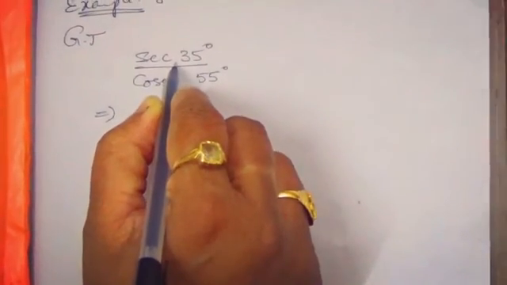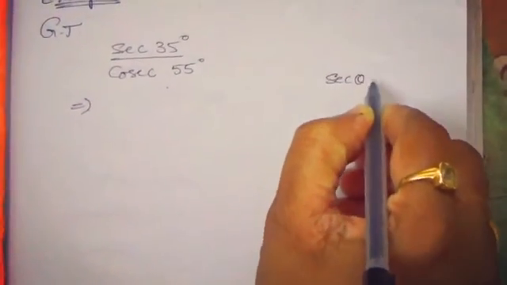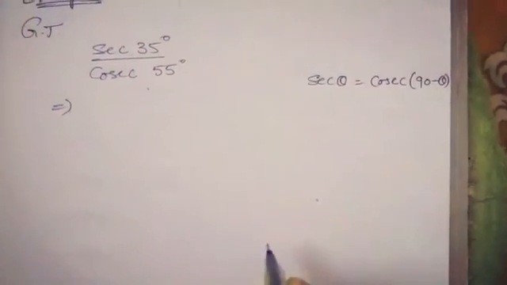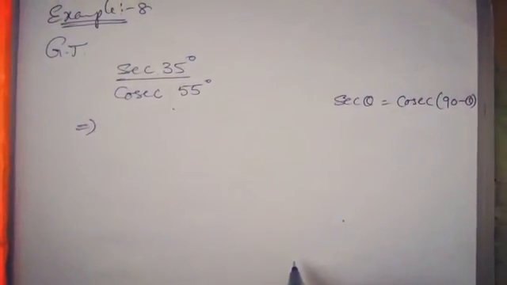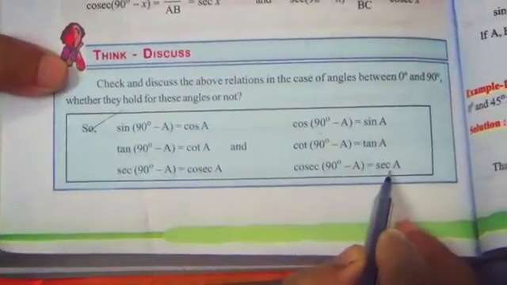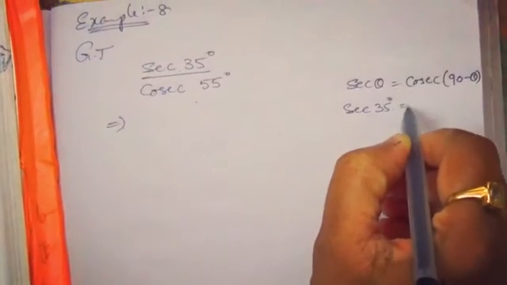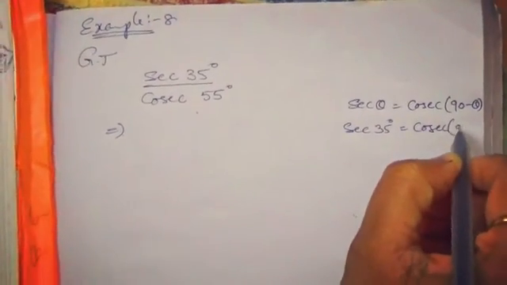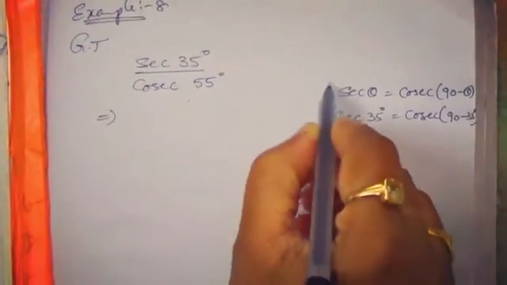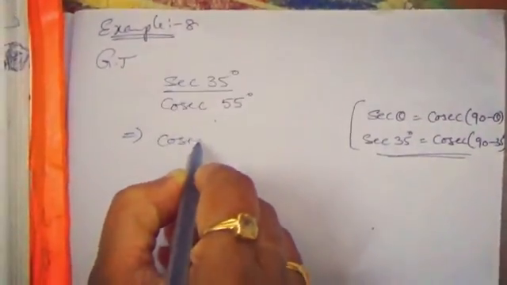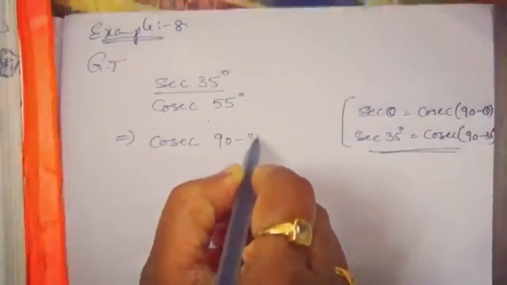What is the formula for secant theta? Secant theta is equal to cosecant 90 minus theta. Let us write secant 35 degrees is equal to cosecant 90 minus 35. Is it okay? So let us change this formula like this. For secant theta, I am writing it as cosecant 90 minus 35.